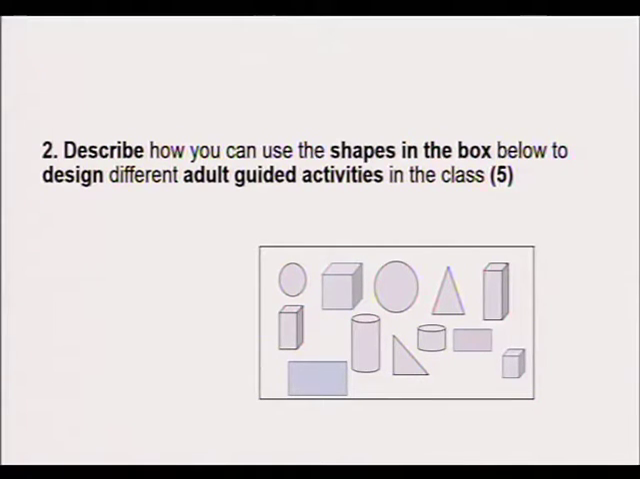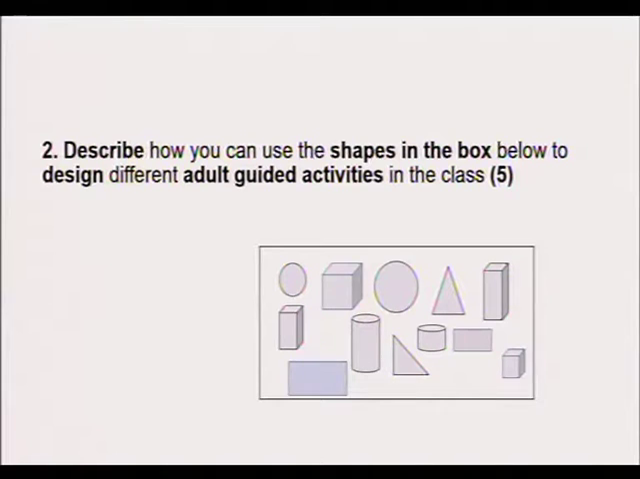I cannot see a parallelogram here. I cannot see a rhombus, a kite. So then just use the examples in the box, the shapes in the box, to design different adult guided activities in the class. So here you must know what adult guided activities are.